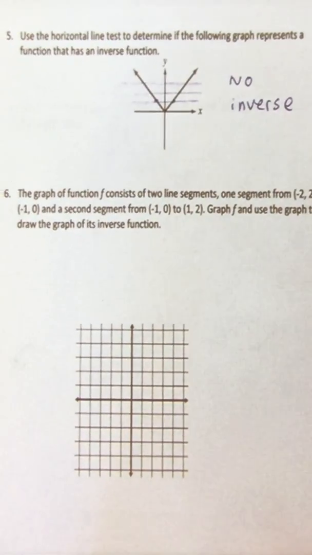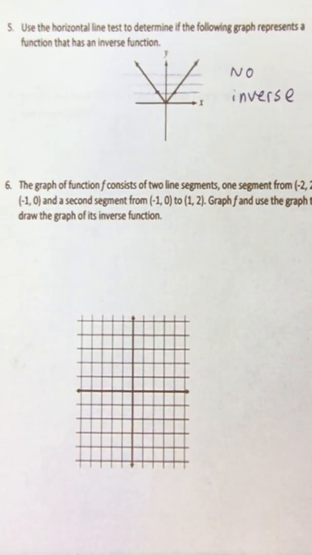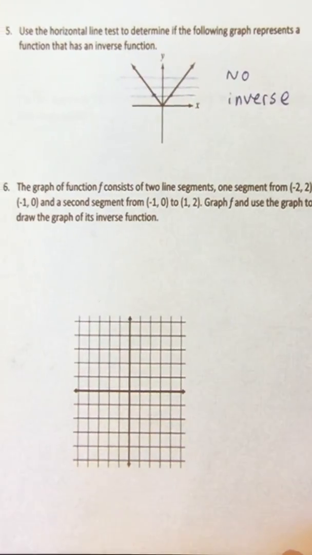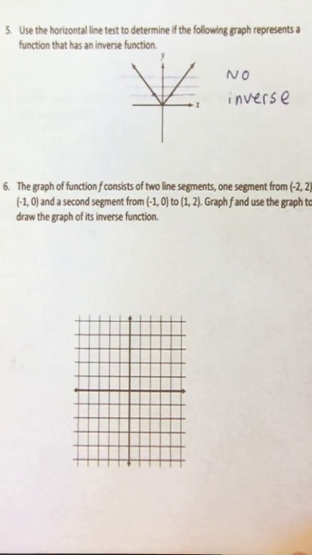Problem 6. We have two line segments that give us the graph of a function, and we need to use that graph to then produce the inverse function. First, let's plot those points.